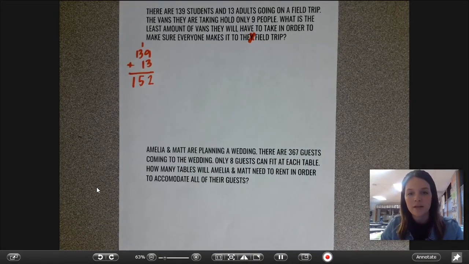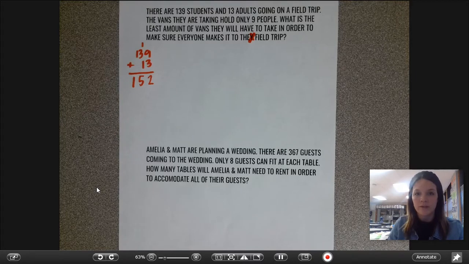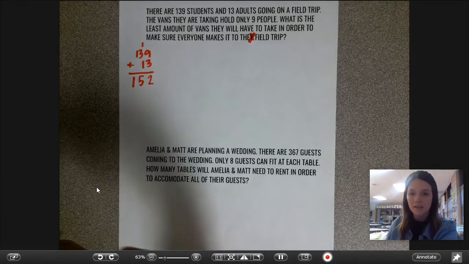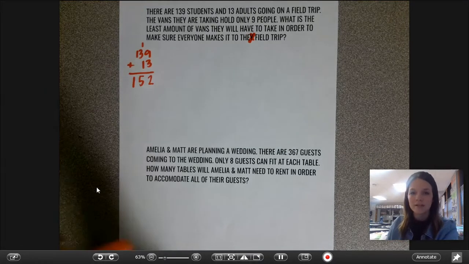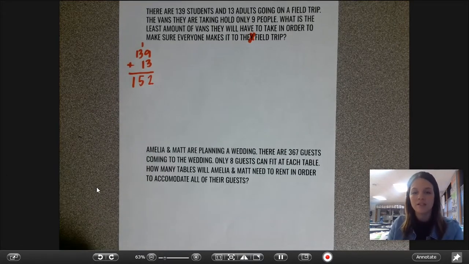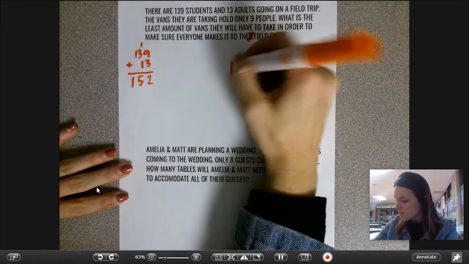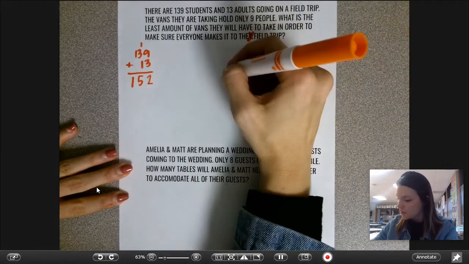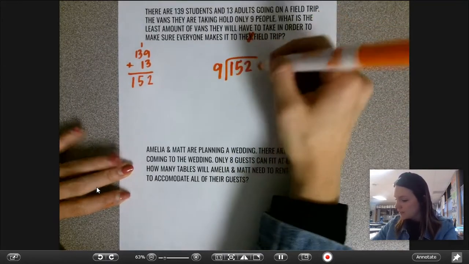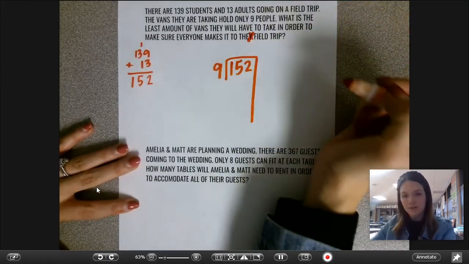And the vans they're taking only hold 9 people. So we talk in my class that division, which is what I'm going to do here, is just repeated subtraction, which makes sense. If I had 152 people, as the teacher, I'd say 9 of you get into this van, and 9 of you get into this van, and 9 of you get into this van, which is just repeated subtraction, which in the long run is long division. So I have my 152 people going on the field trip, and I'm going to divide it by 9 because that's how many people can fit into a van.